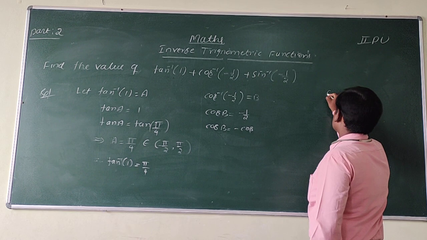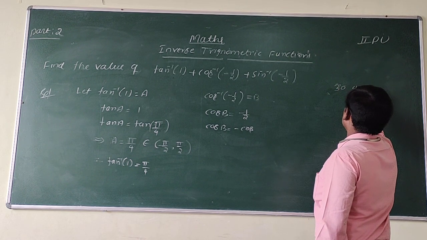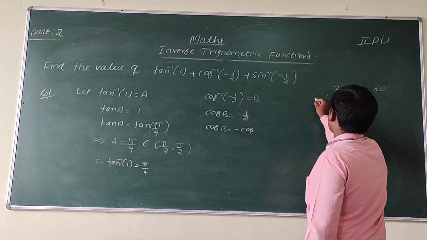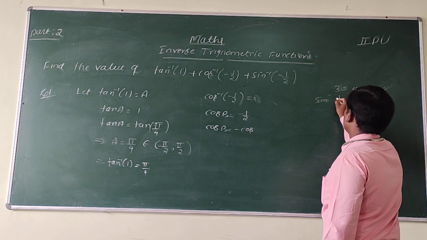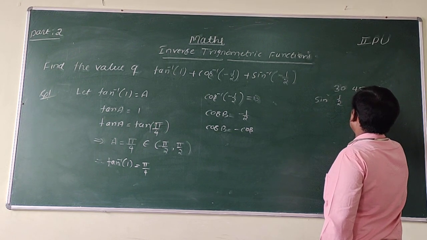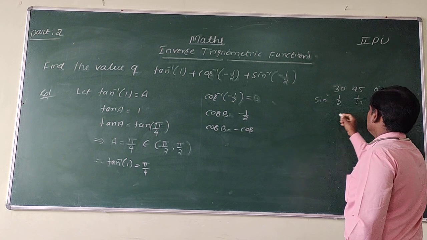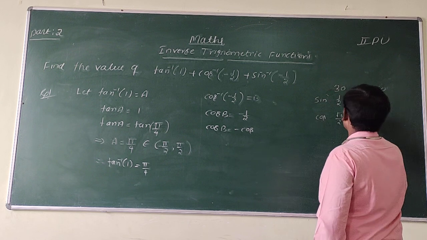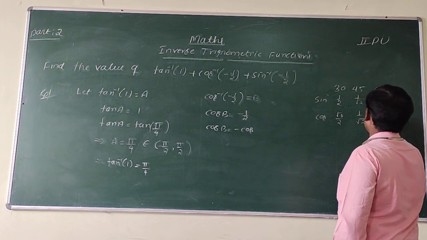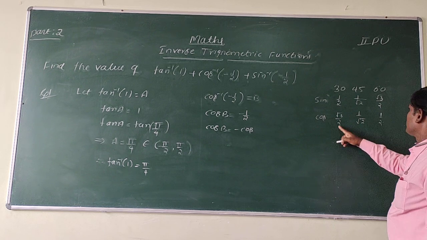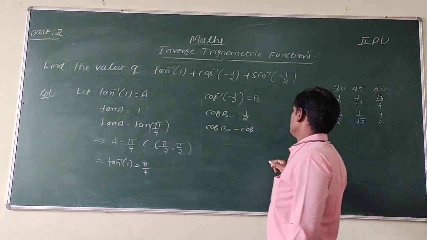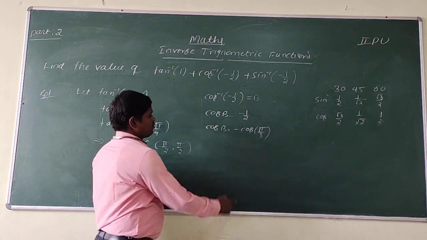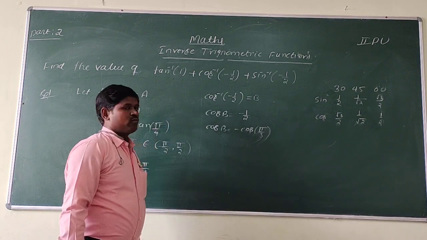See here the table: 30, 45, 60. Sine of 30 degrees is 1 by 2, then 1 by root 2, and this one is root 3 by 2. Similarly the values of cos are reversed: root 3 by 2, 1 by root 2, and 1 by 2. So cos of 60 degrees, that is pi by 3, is 1 by 2. Okay, so we need to find the value of B.